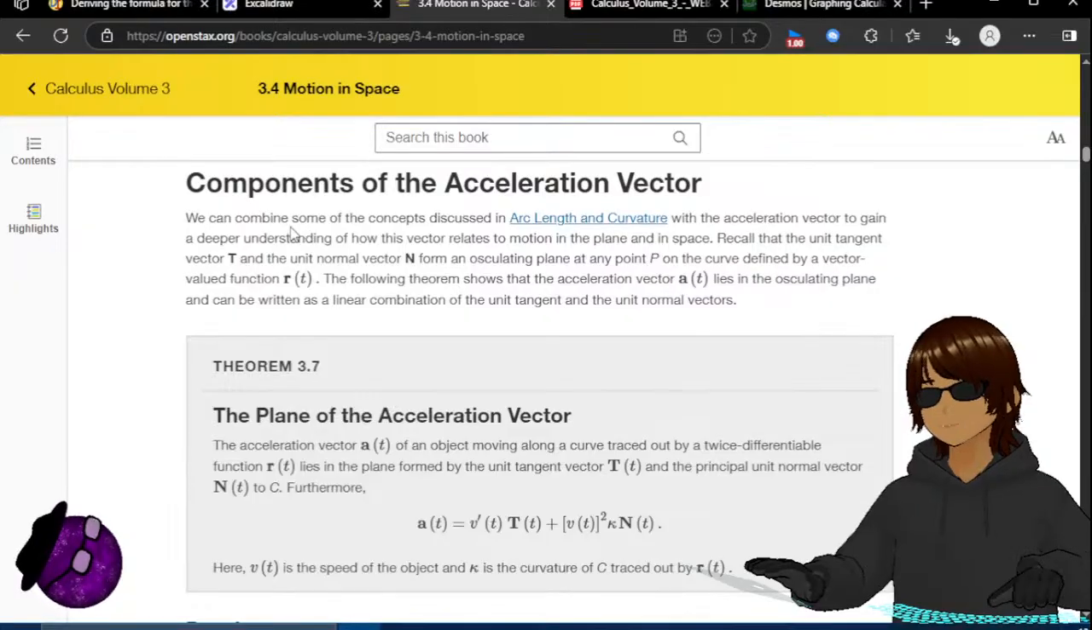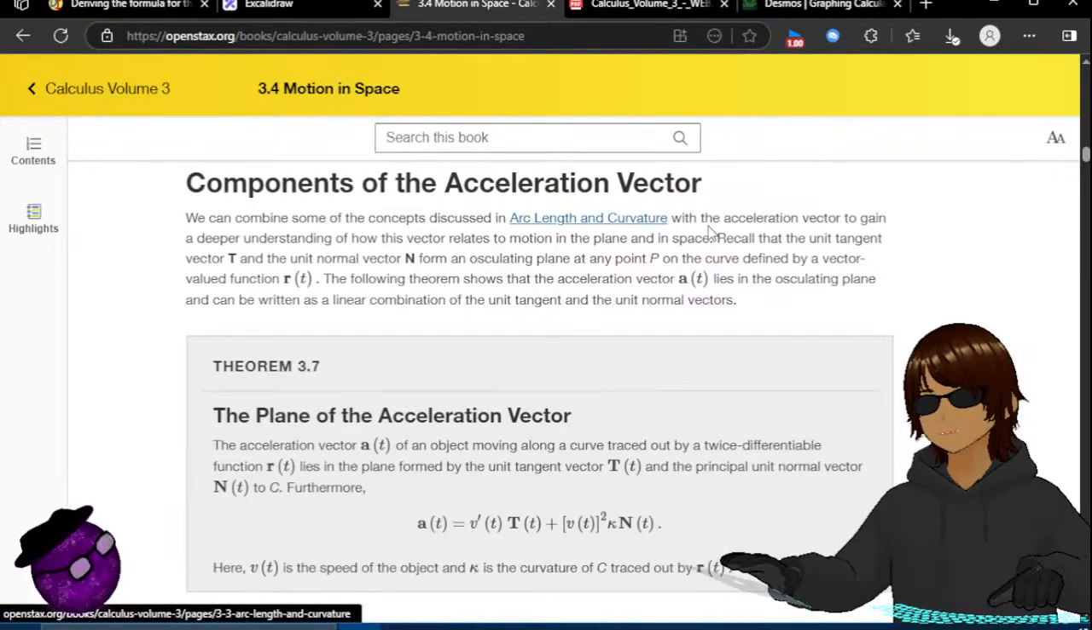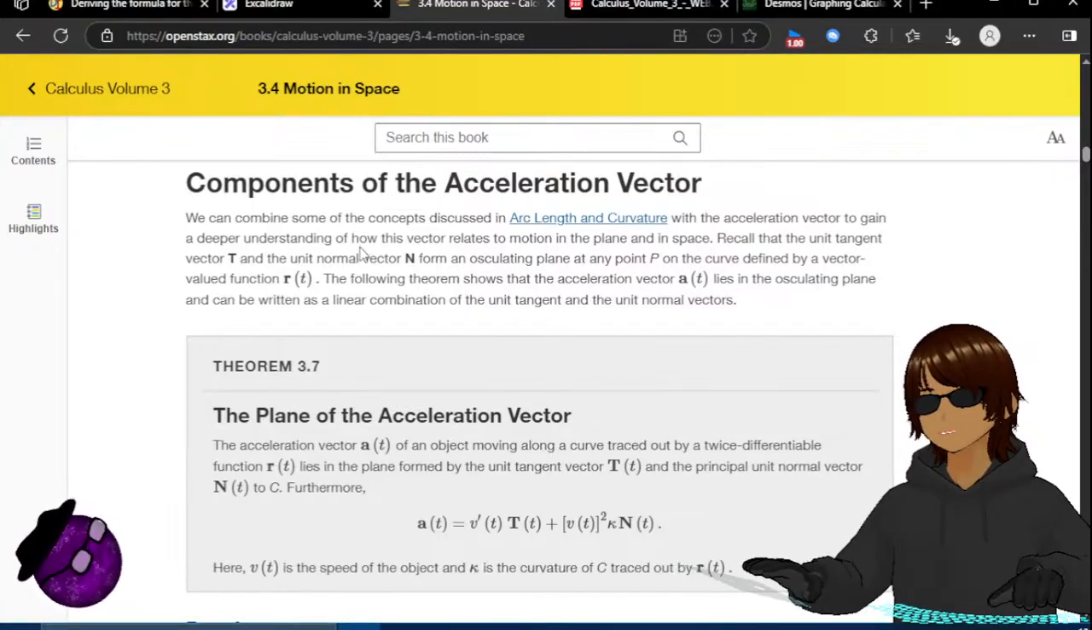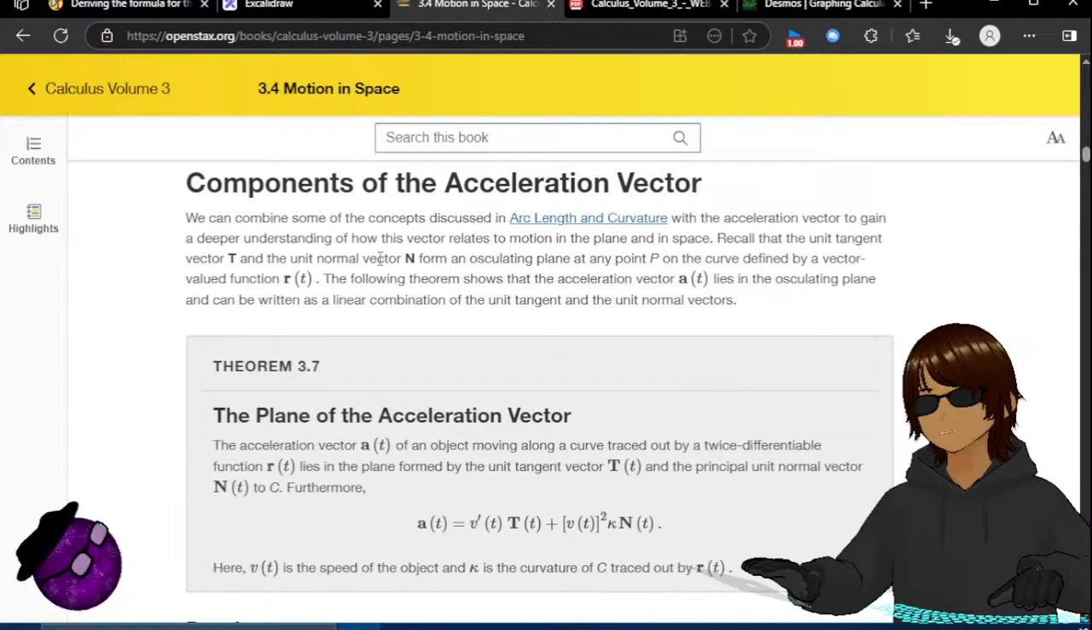Okay, components of the acceleration vector. We can combine some concepts discussed in the arc length and curvature with the acceleration vector to gain a deeper understanding of how this vector relates to motion in the plane and in space. Recall that the unit tangent vector T and the unit normal vector N form an osculating plane at any point P on the curve defined by a vector-valued function r. The following theorem shows that the acceleration vector a lies in the osculating plane and can be written as a linear combination of the unit tangent and unit normal vector.